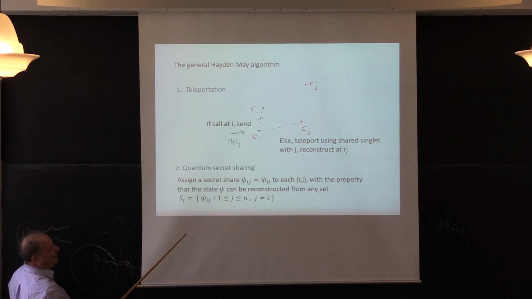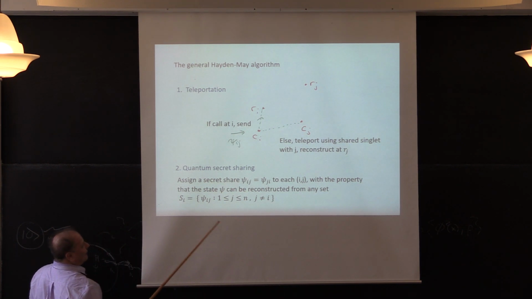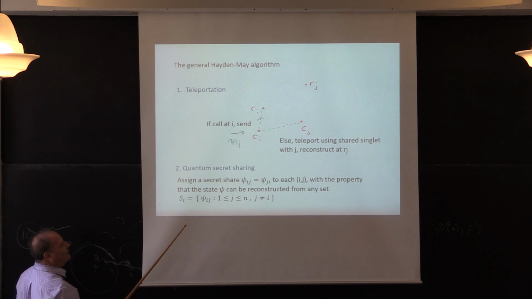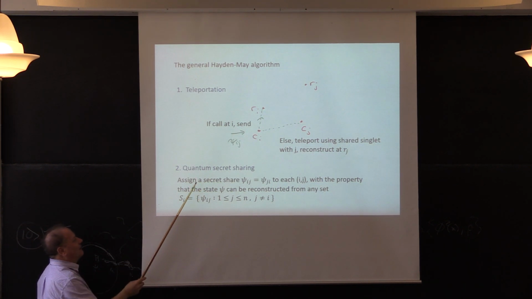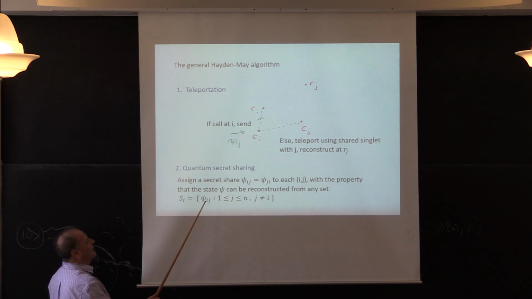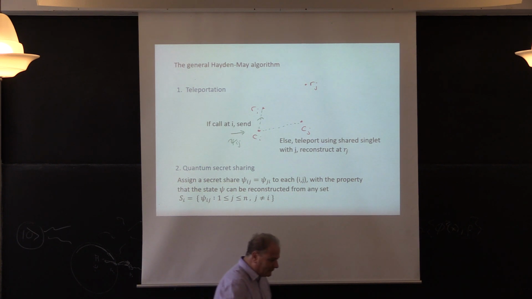The point being that no two of those sets are disjoint, because Si and Sj always contain psi ij, so you don't violate no cloning. And it turns out that as long as you're not violating no cloning in your design structure, there is a way of finding a secret sharing scheme.